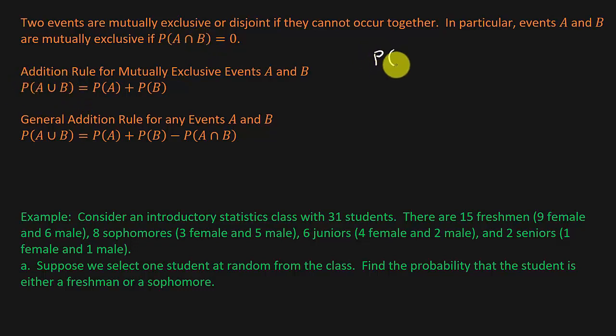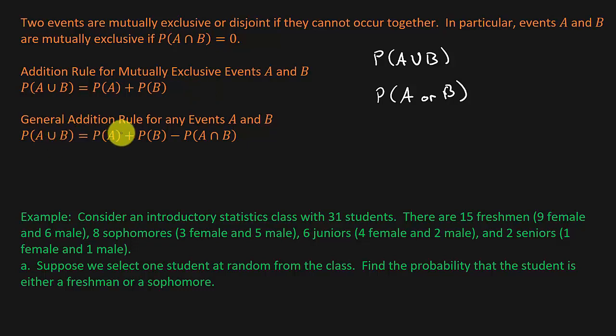This probability of A union B, or A or B, I can also write that as the probability of A or B. Like I said, you'll see it written like this too, and this is how the book does it, but I just used the union symbol because it was easier to type up. So the addition rule for mutually exclusive events A and B is the probability of A or B is equal to the probability of A plus the probability of B. So you add them together. And that's for mutually exclusive events. That means they have nothing in common.